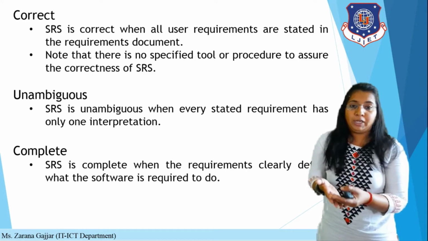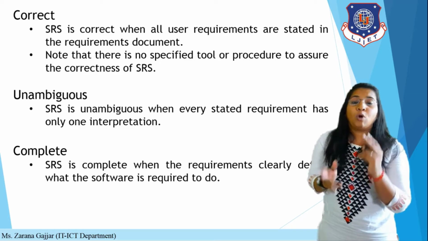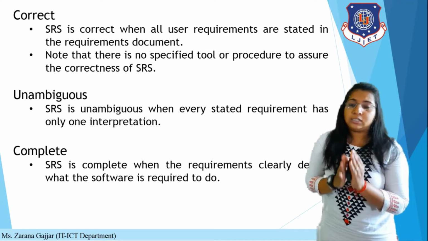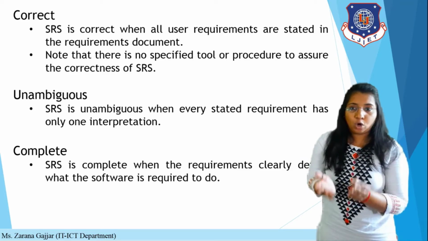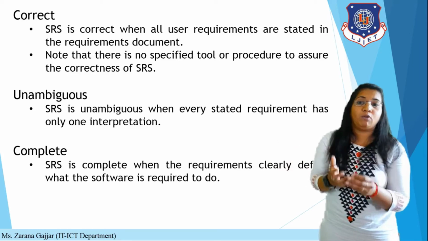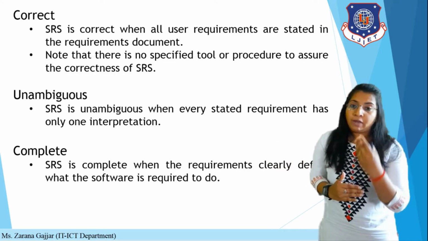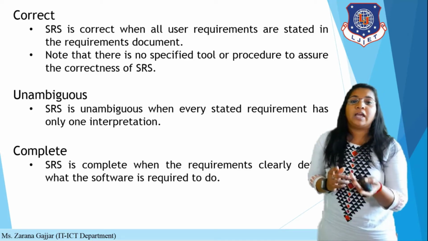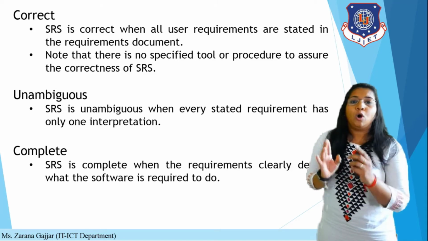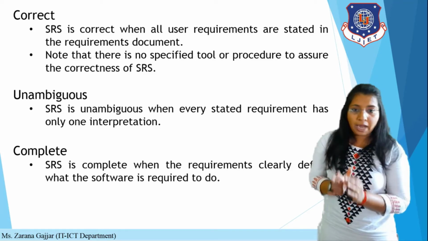Then unambiguous. So unambiguous means there is no conflict arising between two software processes or any requirements. Okay, so SRS is unambiguous when every stated requirement has only one interpretation. So if I give you any requirement, then there is a single meaning of that particular requirement. Only one interpretation per requirement should be there.